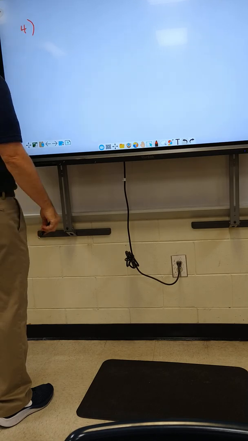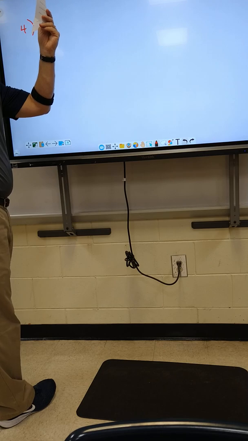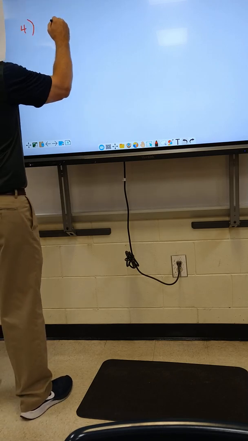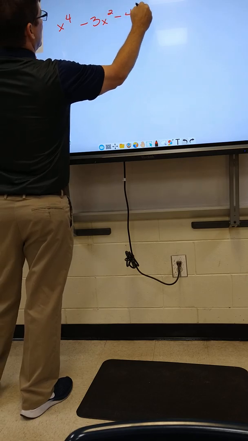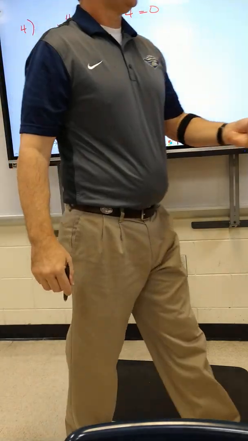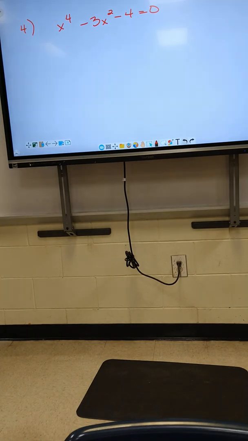All right, look at number 4, guys. Is it set up for us so we could go ahead and do quadratic formula or factor it out? No, so I'm going to move 4 over. That'll be x4 minus 3x squared minus 4 equals 0. All right, so how many answers will we have on number 4? We're going to have 4 answers.